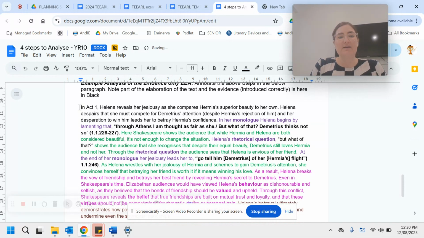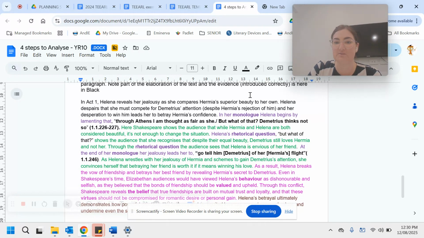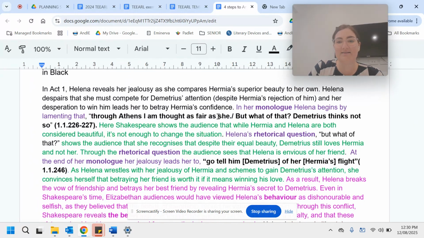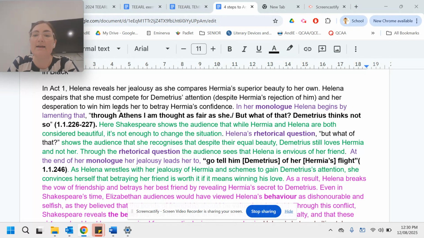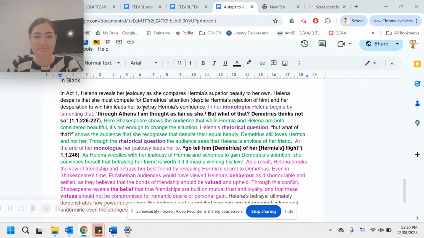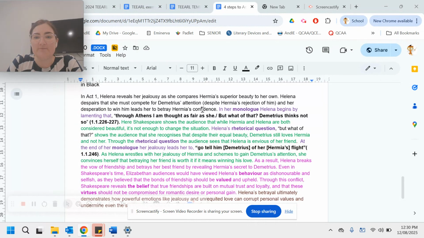All right, so the elaborate tells me a little bit more. So it tells me what I'm talking about and where. In Act 1, Helena reveals her jealousy as she compares Hermia's superior beauty to her own. Helena despairs that she must compete for Demetrius's attention, despite Hermia's rejection of him, and her desperation to win him leads her to betray Hermia's confidence. So see how that is the elaborate. It gives me a little bit more of an understanding. It tells me a little bit more about what's happening in the play before I just jump in and talk about the evidence.